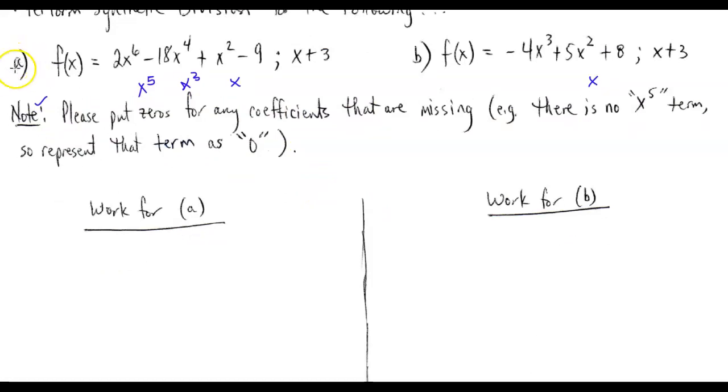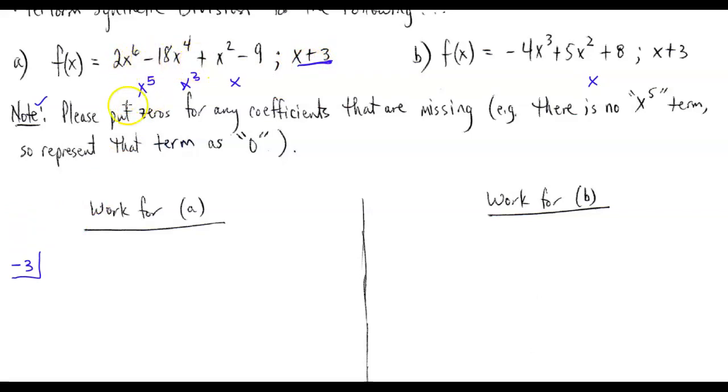So for example A, we're going to set up the synthetic division. Since this is x plus 3, we know that our value that we want to use to do the synthetic division here, which we're going to call a potential 0 at this point, is going to be -3, because that's what makes this expression x plus 3 go to 0.